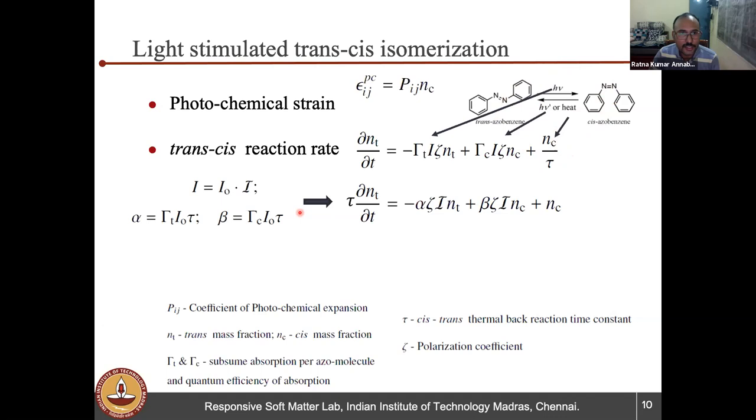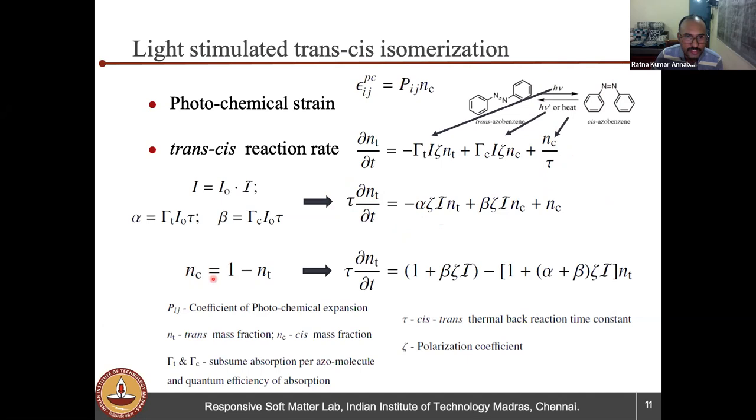Right? So I'm not going to go into details of these equations, but what I wanted to show you here is that you can use this equation to solve for the number of trans molecules or cis molecules present in the system at a given instant of time. And always, of course, you have to have conservation of species. So NC should be equal to 1 minus NT. NC is the cis fraction, and NT is the fraction of trans molecules. And here you have two important parameters, alpha and beta, as you can see here. Alpha can be thought of as the forward reaction coefficient, and beta as the backward reaction coefficient. So alpha represents the forward reaction, that means trans to cis, and beta cis to trans.